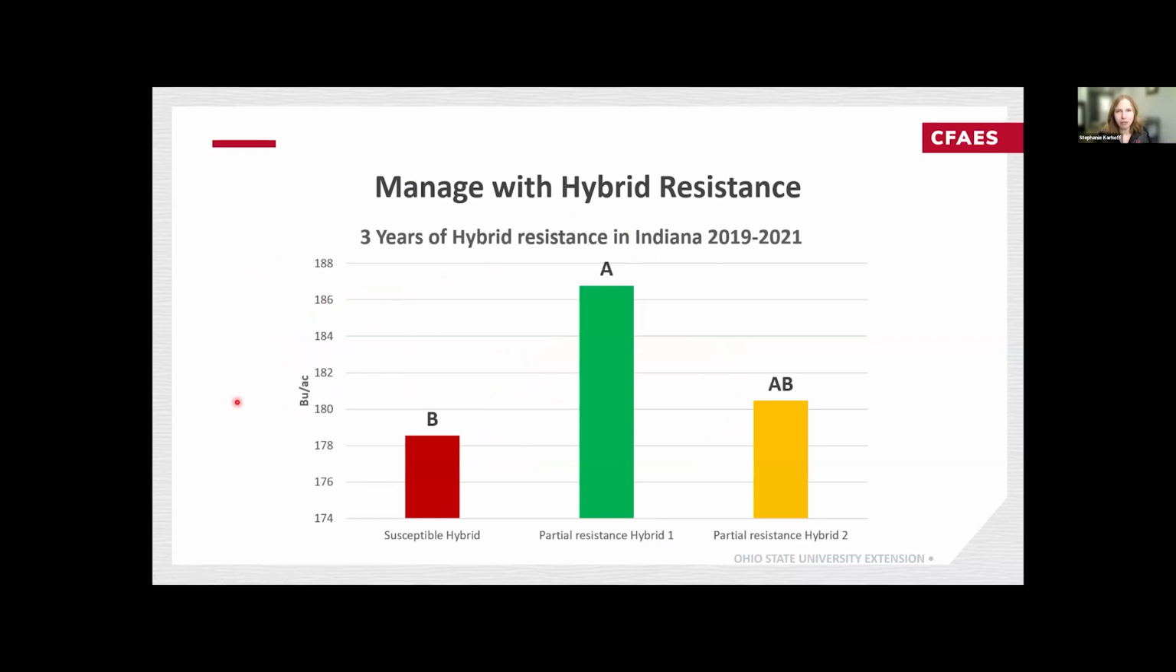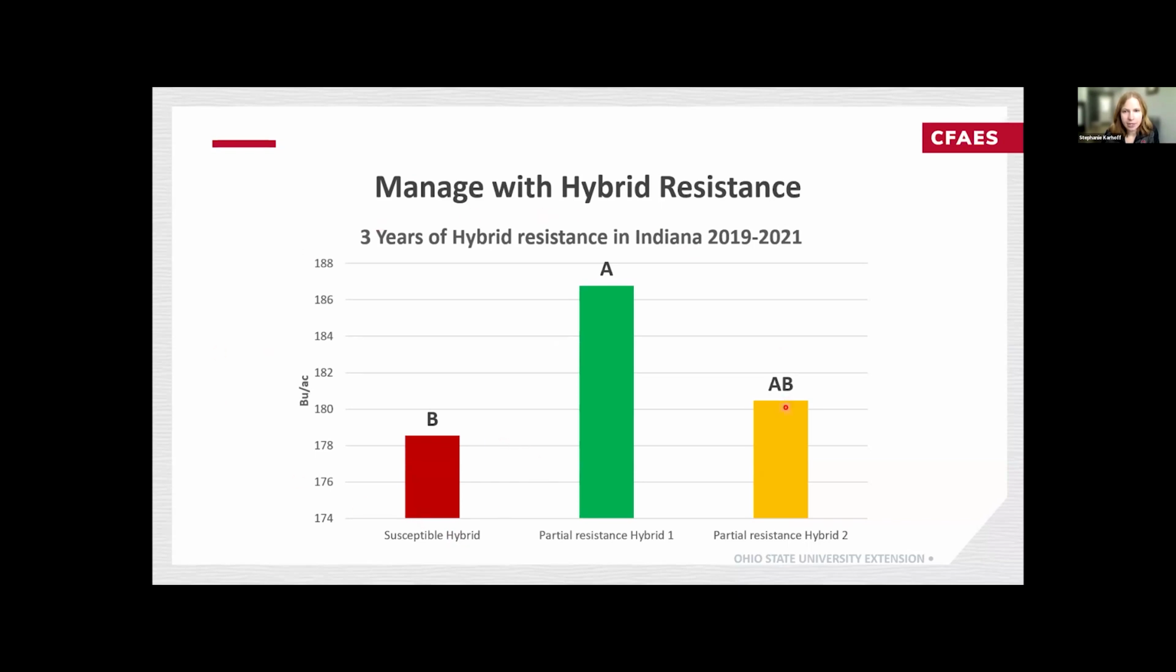And for management, that first step, that really cornerstone, is hybrid selection. Seed companies are understanding more and more how their hybrids fare to tar spot. And as these screens increase and our knowledge improves, we can work with your seed dealer to make sure that we're identifying those hybrids that have some level of resistance.